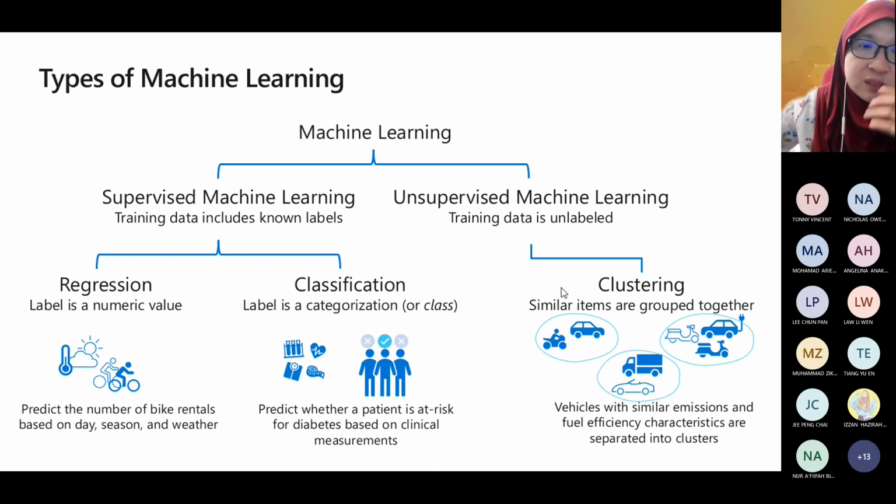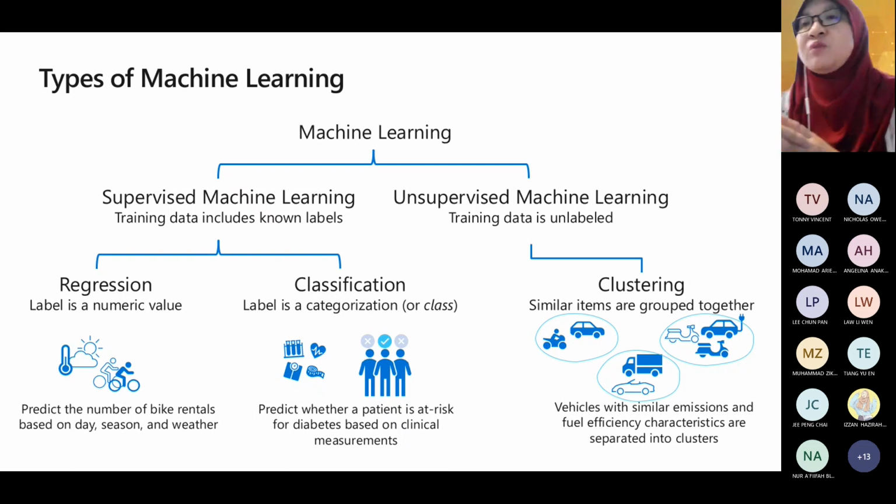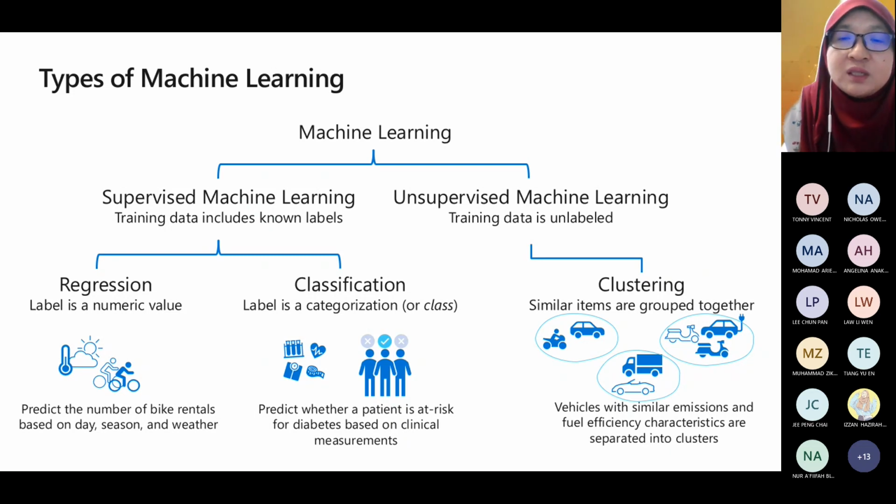So this is clustering. So clustering is unsupervised machine learning, okay, in which the data is unlabeled. It does not label the data. So it has to have a very good algorithm to identify, okay, which category this object item actually groups into. So clustering, okay, determines labels based on how similar the item is to the items in the label group. Here it is called vehicles with similar emission, okay, and fuel efficiency lah, characteristics are separated into clusters. So it uses fuel efficiency for example.